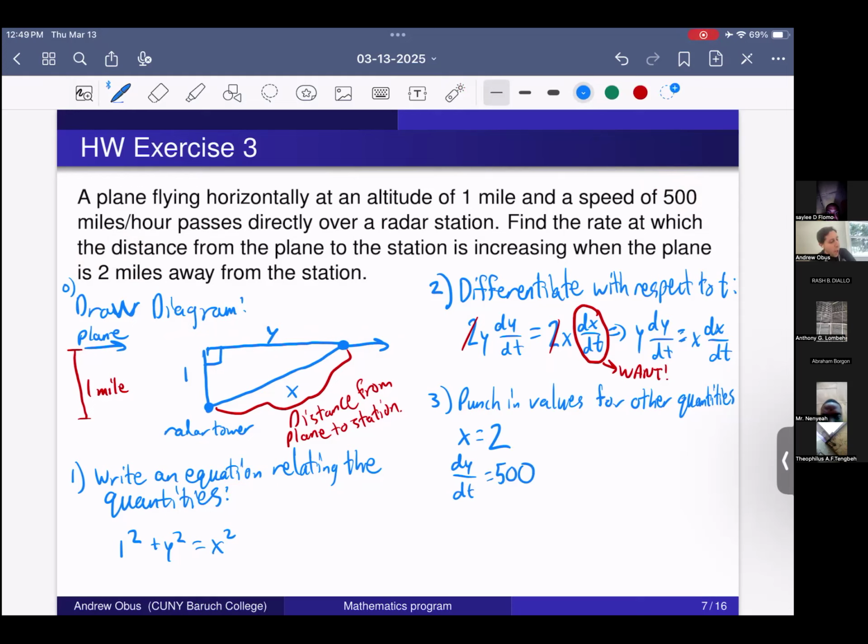And now what about y? Well, for this, we need to use this equation over here. We know that 1 squared plus y squared equals x squared. But x is equal to 2, so that's 2 squared. And if we solve this, this gives us that y squared is equal to 3, and y equals square root of 3. Okay, so this is our value for y. It's square root of 3.